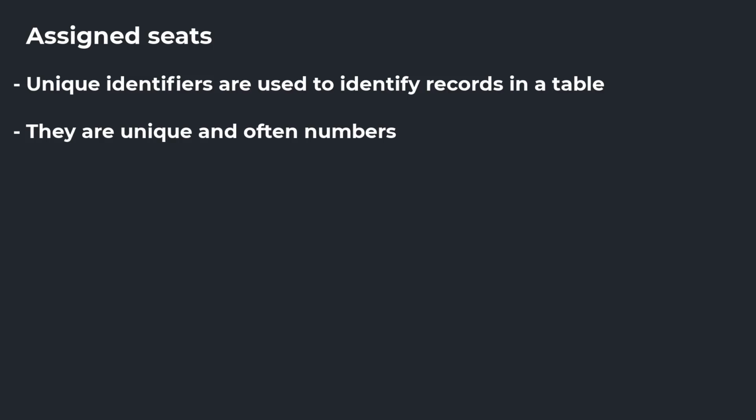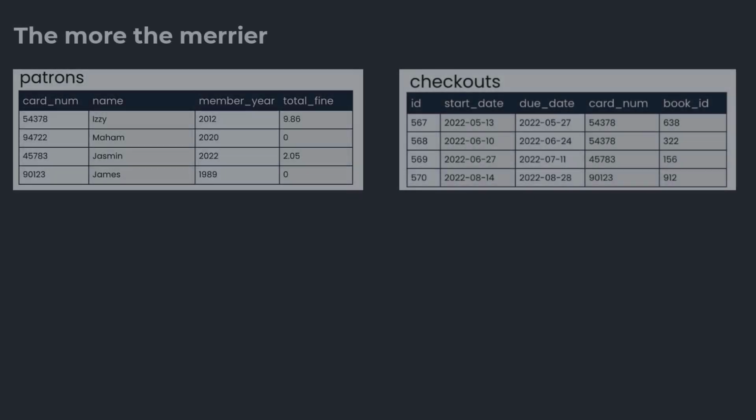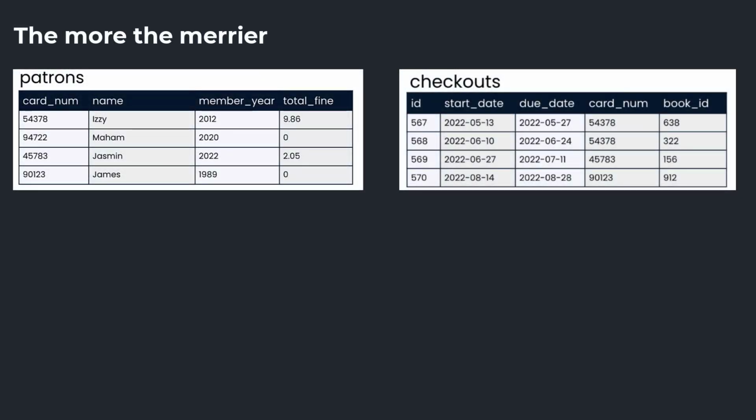This value is very often a number. In the patrons table, it makes sense to use the card num field as the unique identifier for each patron, not the name field, because it's possible that as our little library grows, two patrons might have the same name.